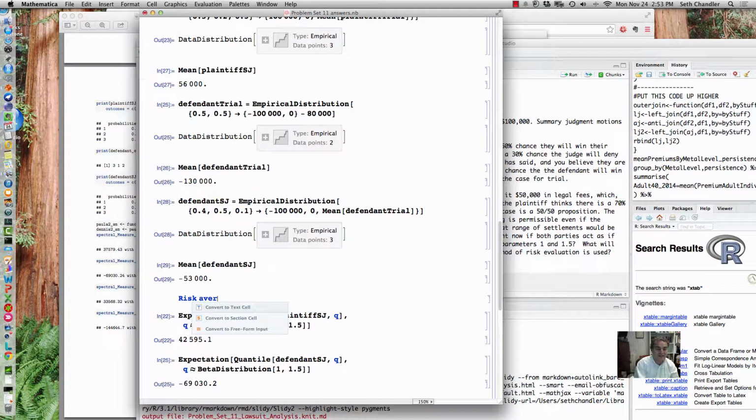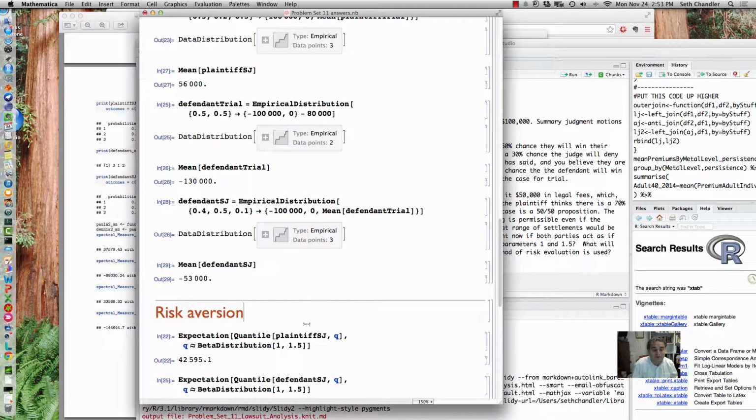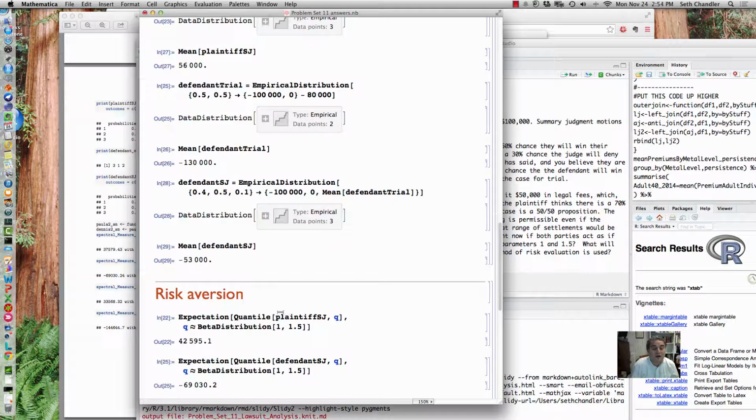So let me put a little thing here. And I am guilty of not doing this right. So let's do it together correctly. What we really have are now 4 possibilities. We have plaintiff wins at summary judgment. Plaintiff loses at summary judgment. Case goes to trial, plaintiff wins. Case goes to trial, plaintiff loses. And as we sit at the summary judgment phase, that's the lottery we're looking at. Okay? So let's look at what that looks like.